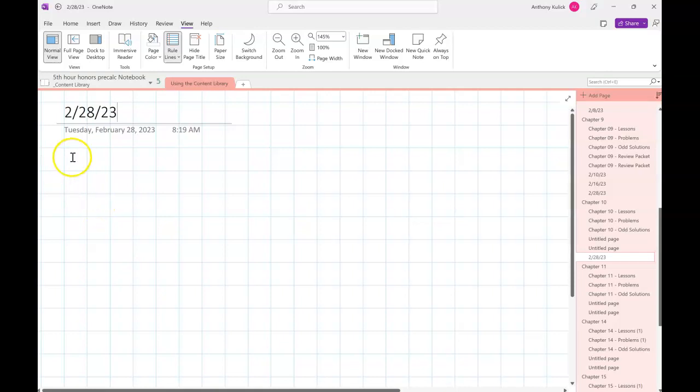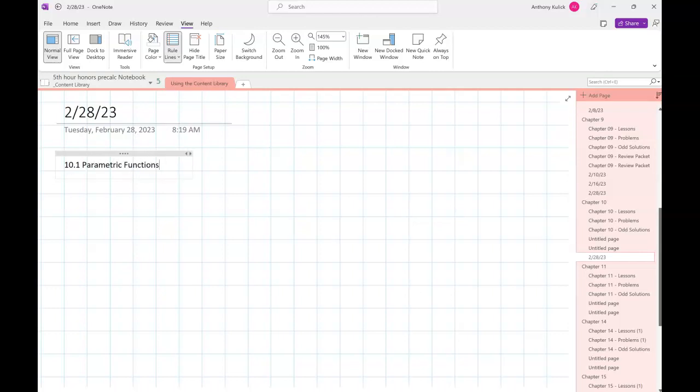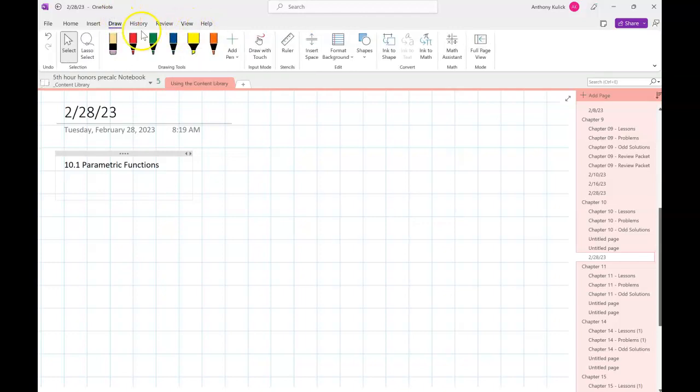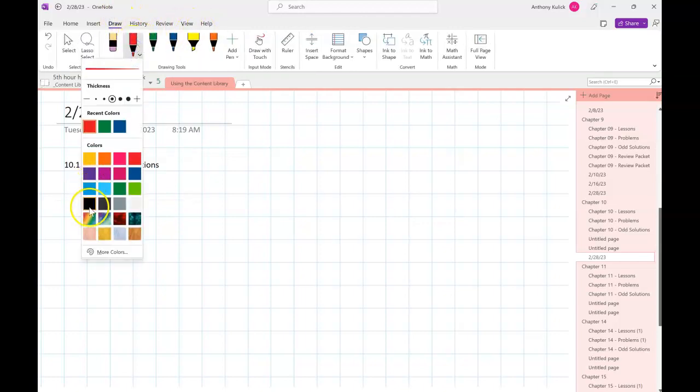So, chapter 10, we're going to be talking about parametric functions, or start by talking about parametric functions. And this is a lot of fun. So I'm going to start by just kind of motivating this a little bit, of what we're doing.